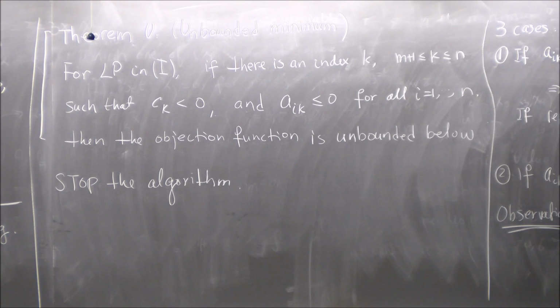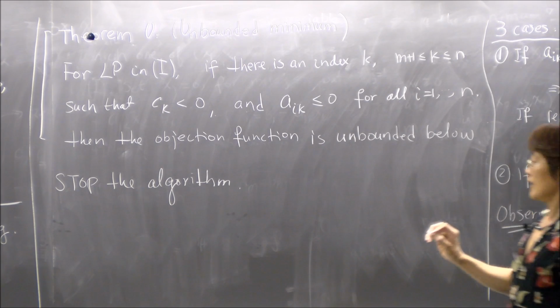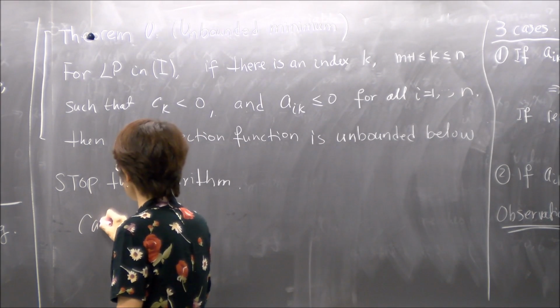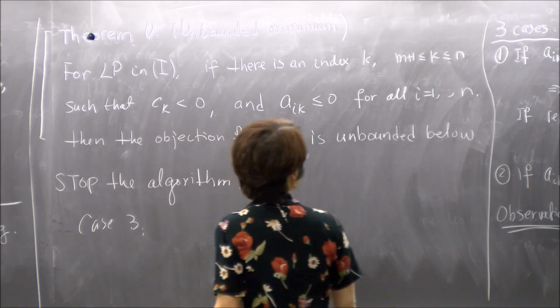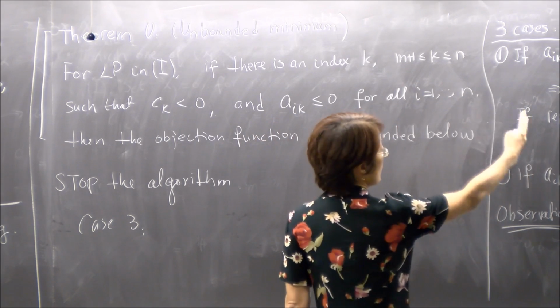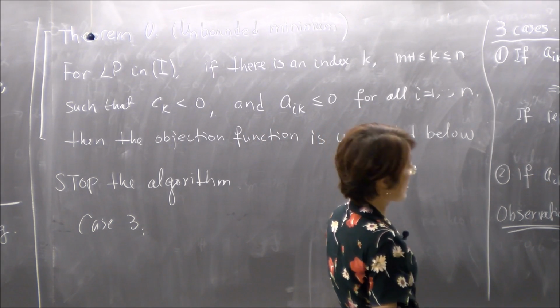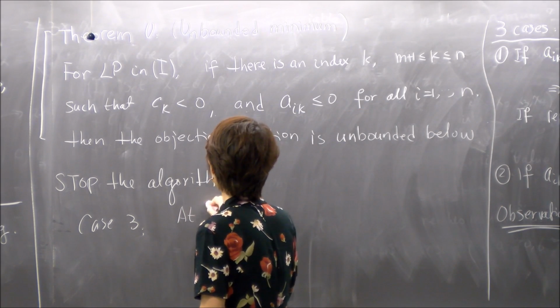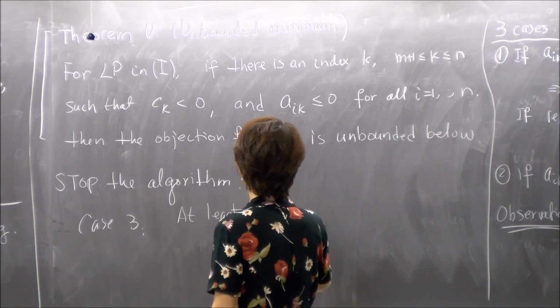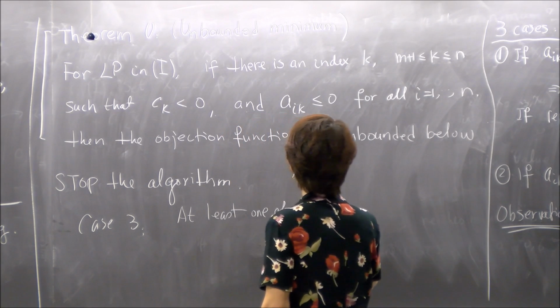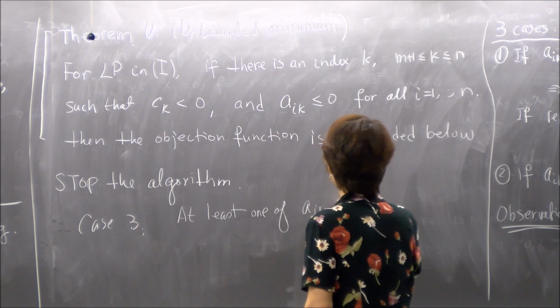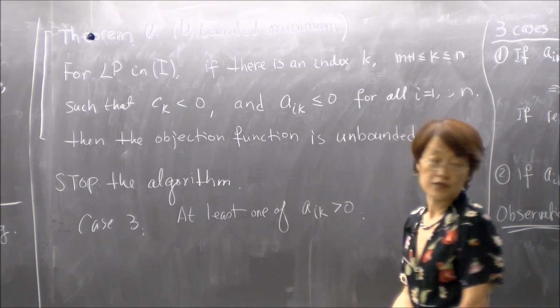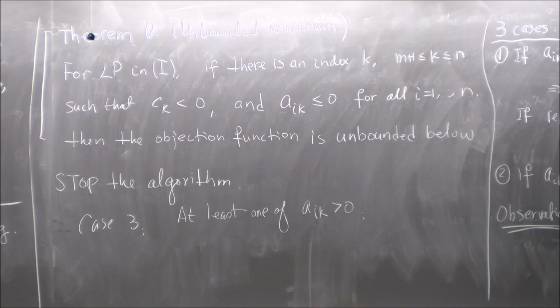And then, of course, I said 3 cases, and there is the third case, right, which we'll talk about next time. I'll just write it out. So case 3 will be, I am not in this situation that all of these a_ik are less than or equal to 0, meaning at least one of them is positive. One of these a_ik is strictly positive. Okay, and we'll talk about that next time and figure out what to do there.